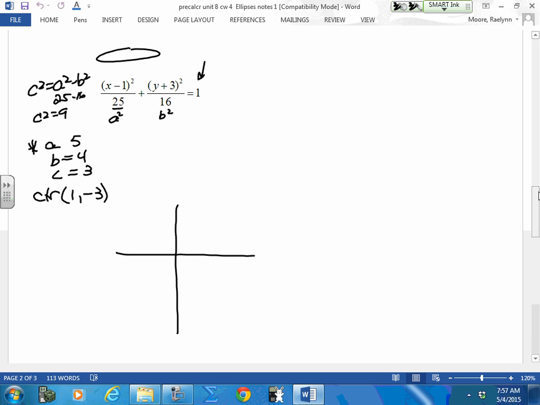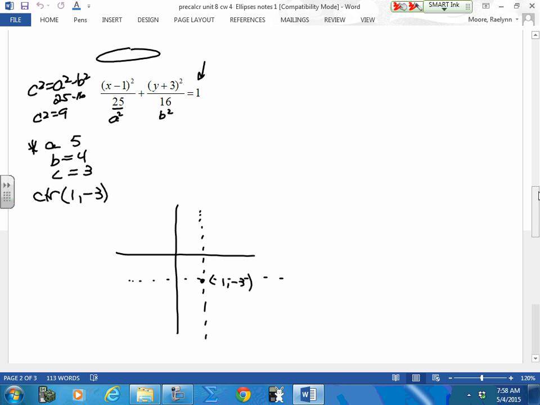So we start with your center. 1, negative 3. Now, what I like to do is go like this. I like to make a translated origin. You kind of translate it off because this is going to help you figure out which way you're going. So this is 1, negative 3.